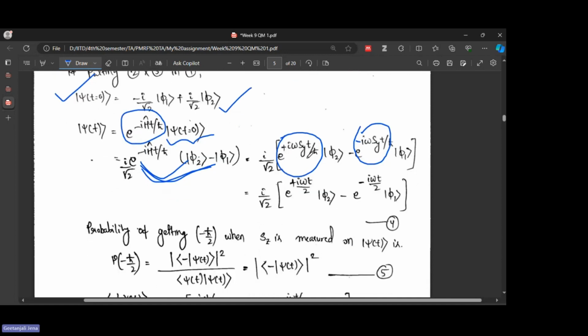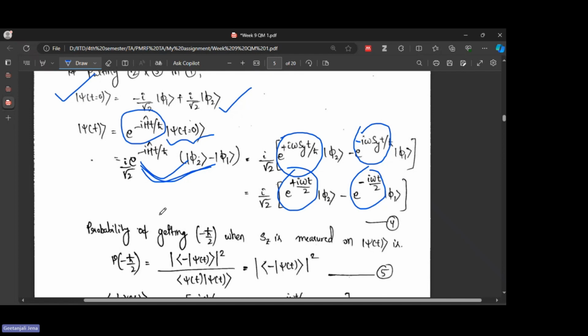Now you see there is one operator Sy here. When Sy acts on phi 2, it will give h cot by 2. So the h cot will cancel, and the final term will be e to power i omega t by 2. In the second case, you will get e to power minus i omega t by 2. Now you have already expressed the final state in terms of phi 2 and phi 1.